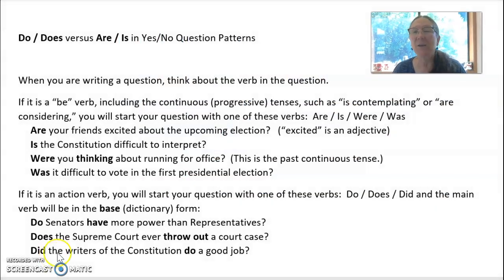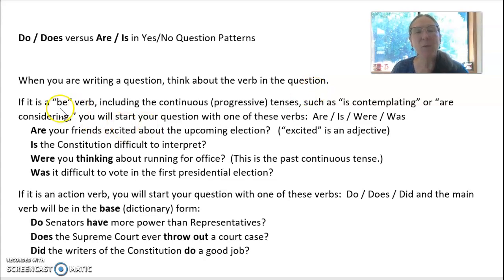So I made a little handout for you to use when you're practicing. And here it is. This is my typing. When you're writing a question, think about the verb in the question.